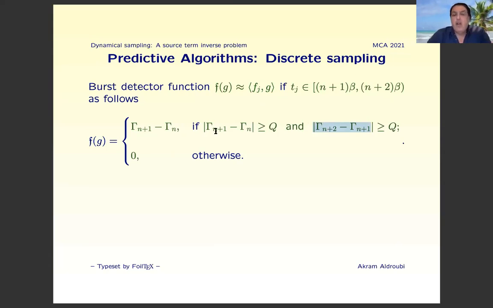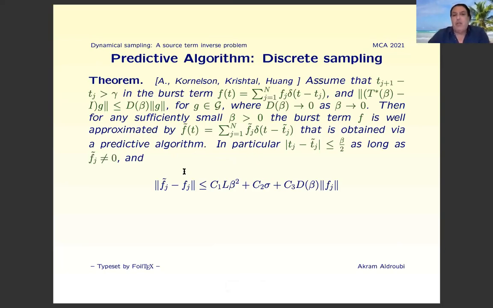If this difference is large enough, we're going to say there is a burst, and this is the value. Otherwise, if any of these are small, we're going to say there is no burst in this interval, and we're going to be zero. So this is basically the algorithm that we come up with.